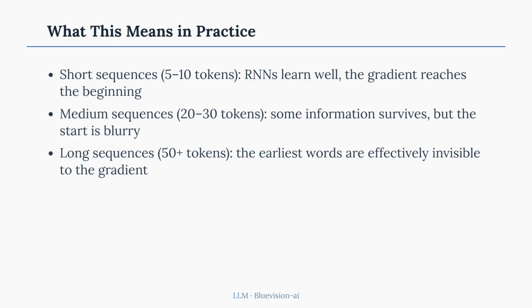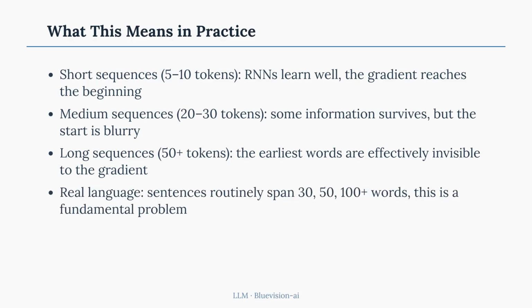Long sequences, 50 or more tokens. The earliest words are effectively invisible to the gradient. The model can't learn from them. Subject-verb agreement across a long clause? Largely impossible. Real language doesn't cooperate. Sentences routinely span 30, 50, 100 words. News articles, legal documents, academic papers. The sequences that matter most are exactly the ones RNNs struggle with.